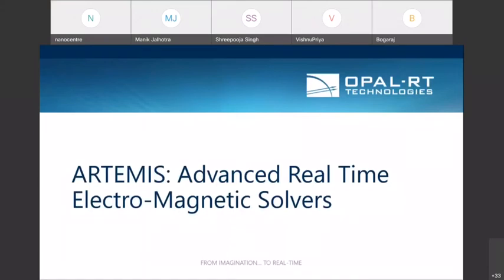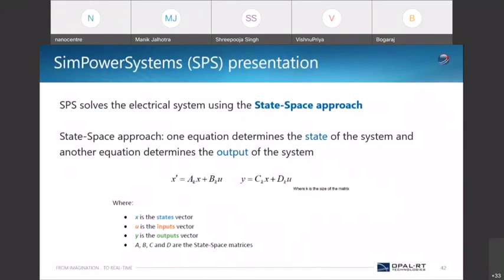But as a last thing in the session, there is one more toolbox which we provide, which is called Artemis. We'll be studying about this one. It is called Advanced Real-Time Electromagnetic Solvers. So let us try to understand how exactly the Simulink models in MATLAB run. The SPS approach solves the electrical system using the state space approach.